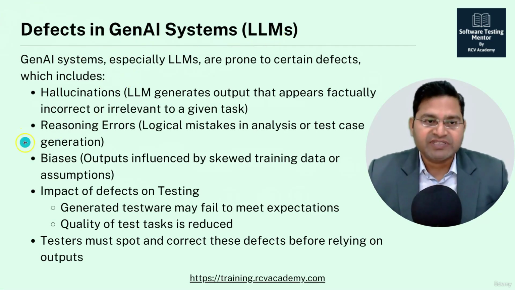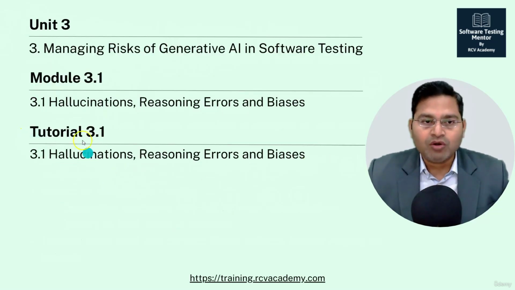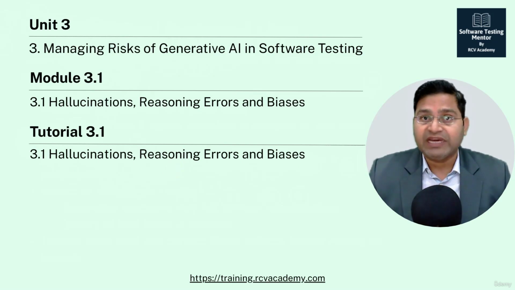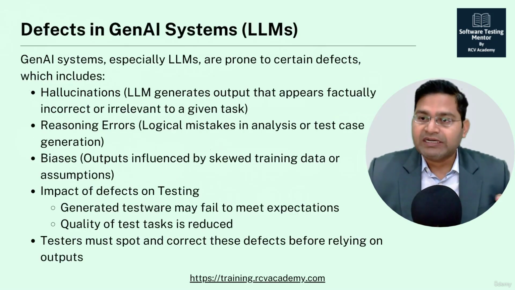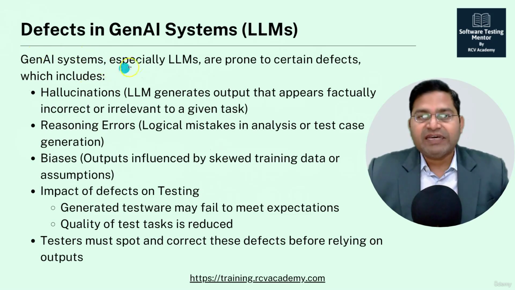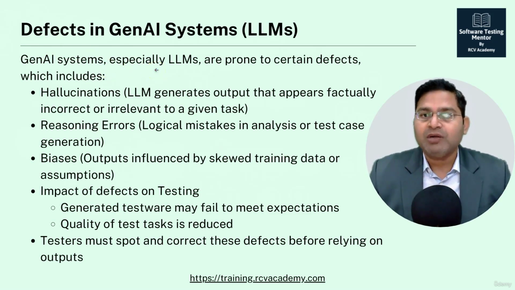So let's quickly understand the defects in generative AI systems, which is basically that AI systems can hallucinate, can have reasoning errors, and can have biases. All of these are defects that might be present in the large language model or generative AI that you are using. How will we understand that? For example, generative AI systems, especially large language models, are prone to certain defects, which are hallucinations. These are the categories. Reasoning errors might be there, biases might be there, and this will have an impact on testing.